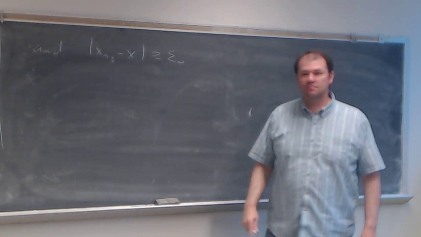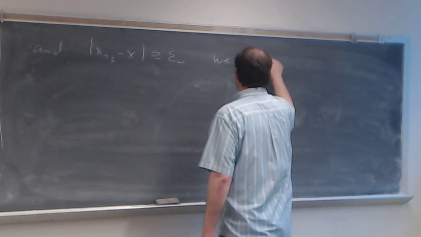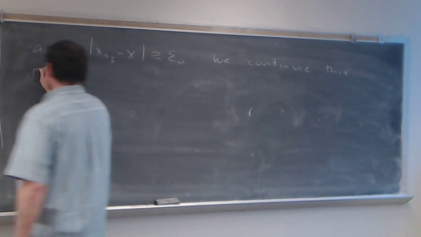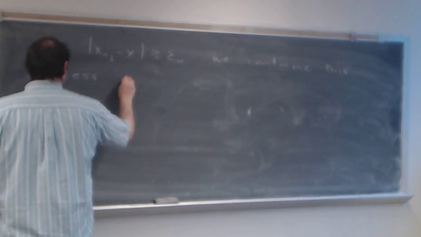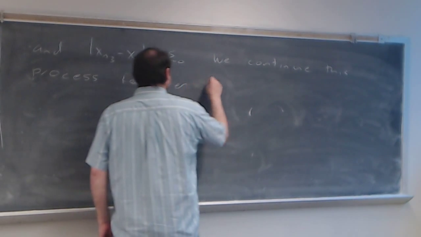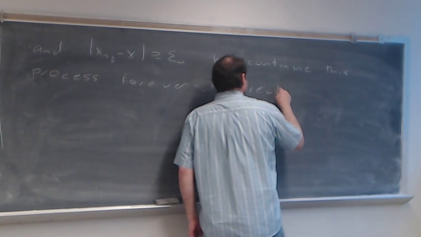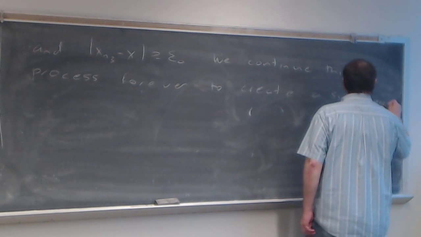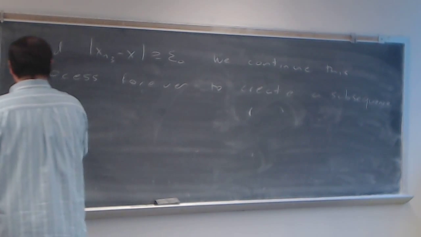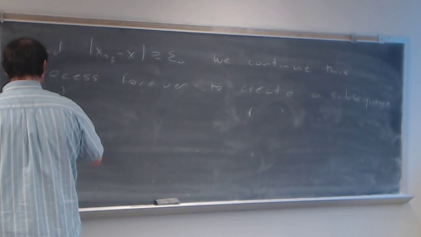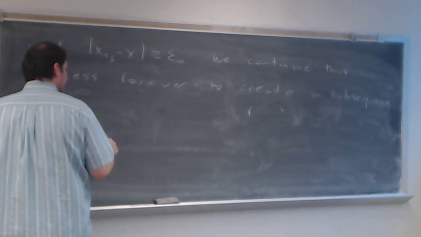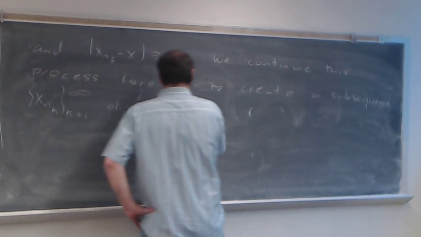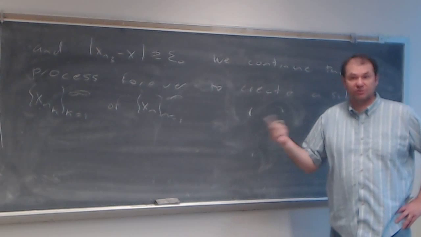Well, I can do this forever. We continue this process forever to create a subsequence x sub n sub k of x sub n. All I did was find the first three terms, but you just keep doing it forever.